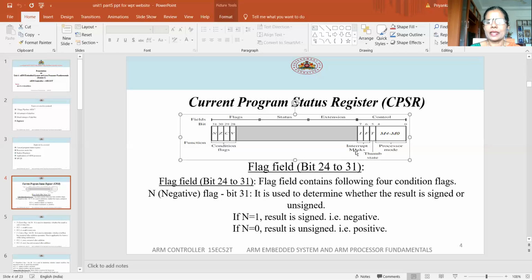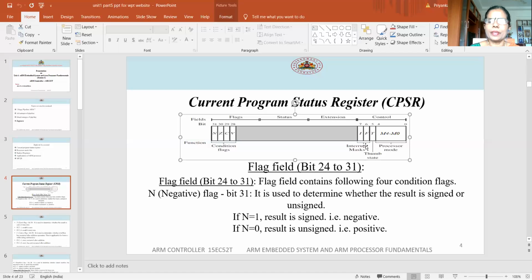Whenever the peripheral devices request the service of the processor, whenever they want to interrupt the processor, with the help of these 2 bits I can tell you whether the interrupt from the peripheral device is an interrupt request or a fast interrupt request. There are 2 types of interrupt request. Bit number 7 is IRQ, interrupt request, and bit number 6 is F. F stands for fast interrupt request. By seeing the status of these 2 bits, we can tell whether the peripheral device requested an interrupt request or a fast interrupt request.